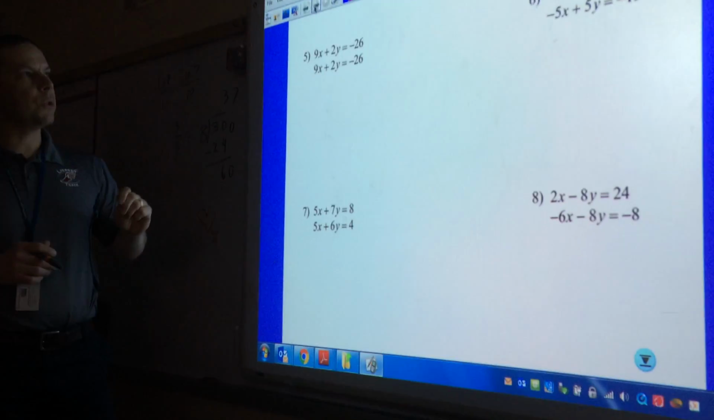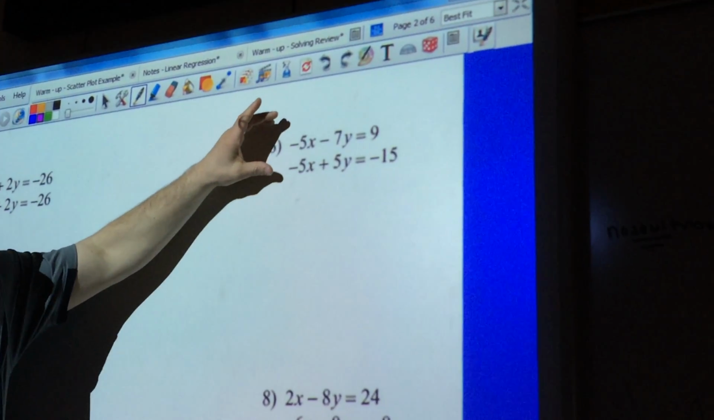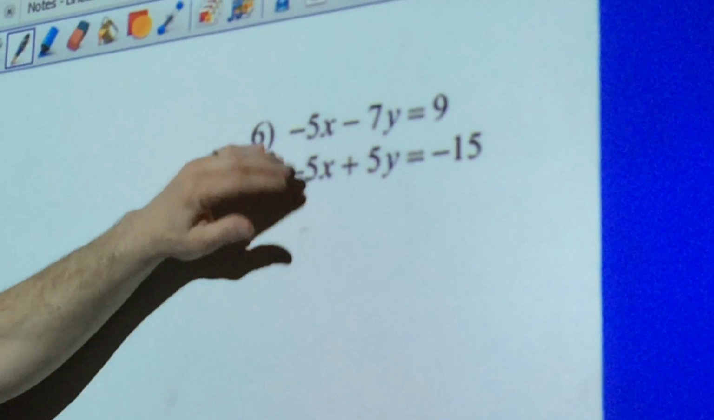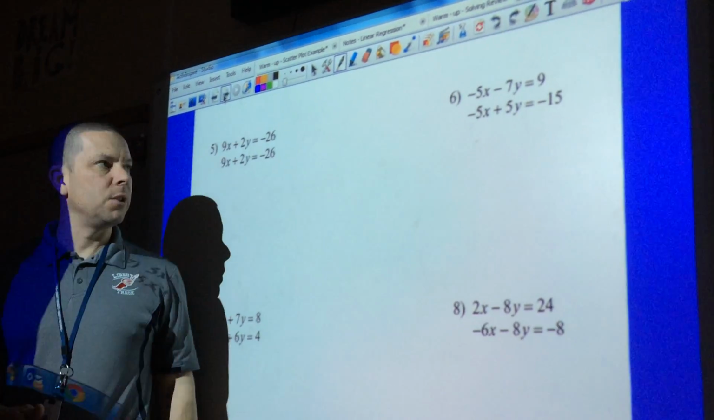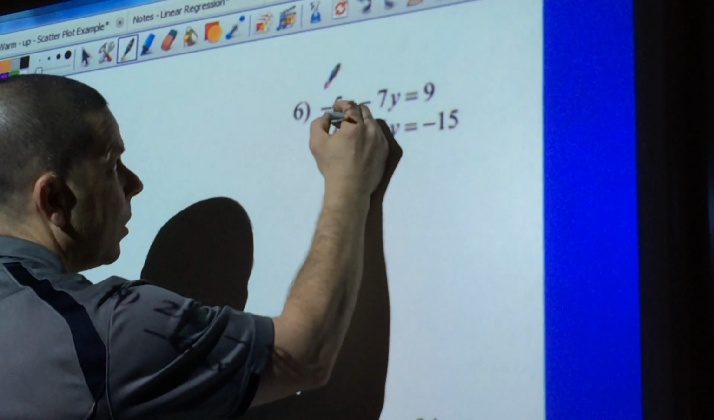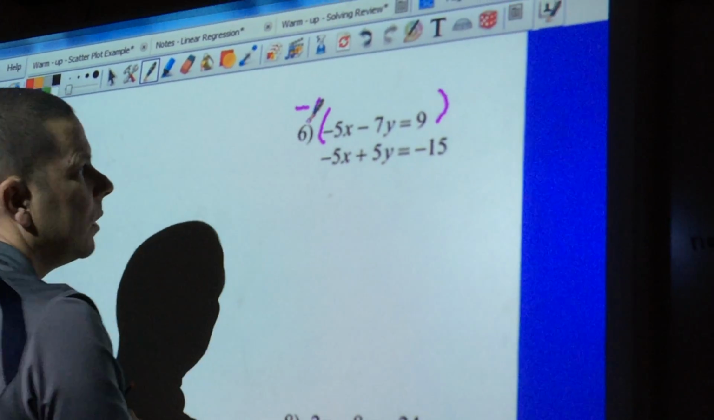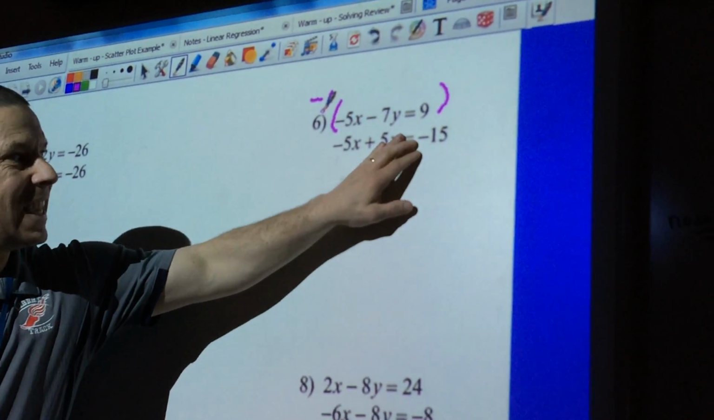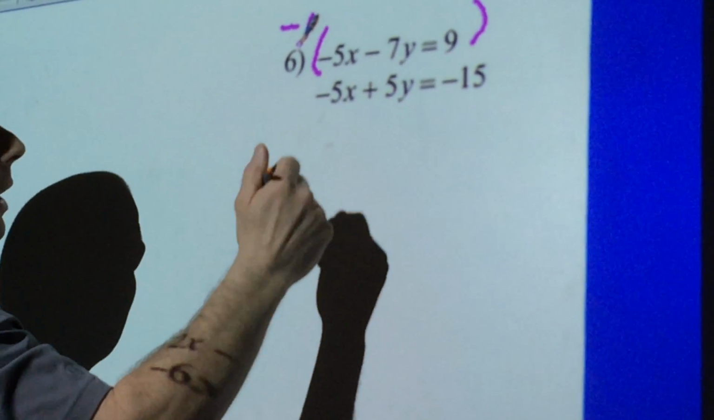And I'm going to start with number 6 this time. So I see the x coefficients here are exactly the same. I need them to be opposite to be able to add them up and get one to be eliminated. So I'm just going to multiply the top row by -1. All right, now the bottom row is going to stay as it is, so I'll write my new top row right below it to put together with that one.